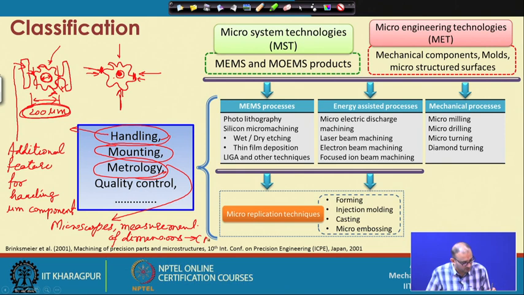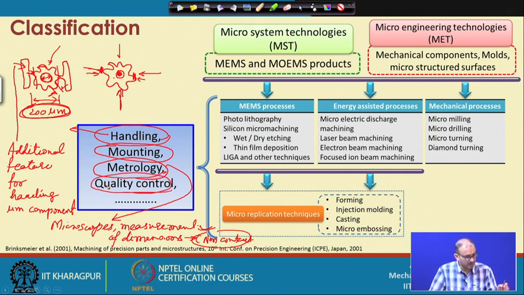These are contact type also and non-contact type also, but mostly we prefer non-contact type, because we do not want to touch this particular component at a later stage, because otherwise it may get some type of scratches or dimensional changes. Then quality control: after all the measurement, we have to see whether the dimensions and all features are as per our drawing or not, and then the quality control person will approve this particular drawing. So, this is one way of classification, in which the researchers have added these additional parameters, that is handling, mounting, metrology and quality control.